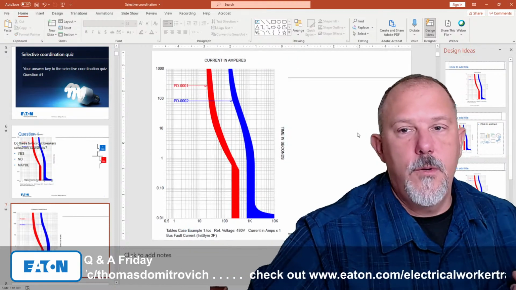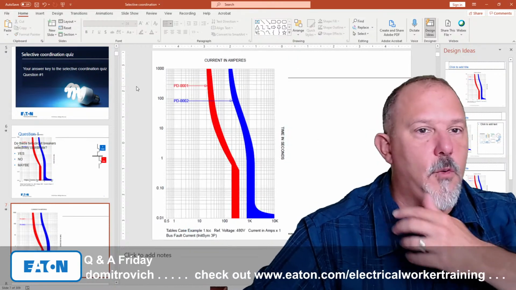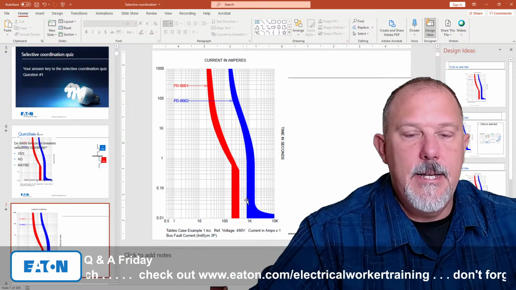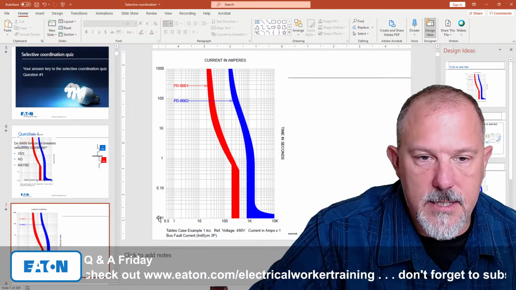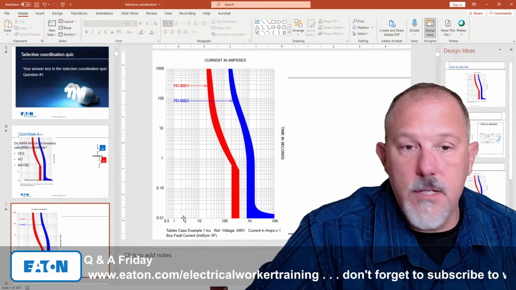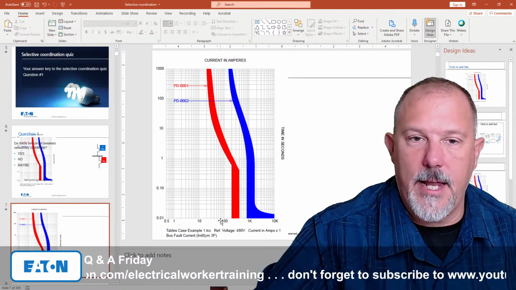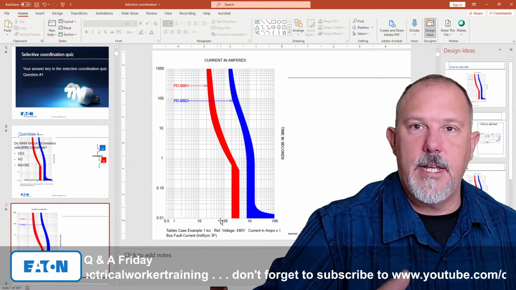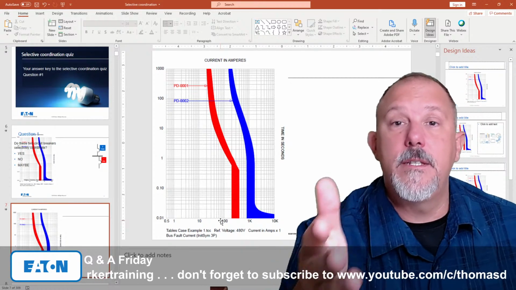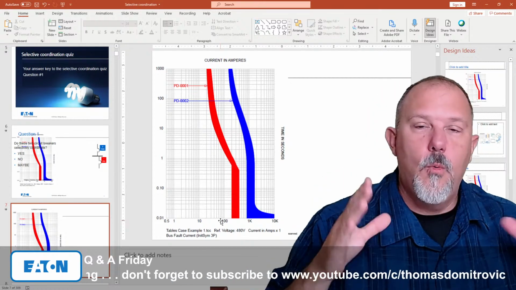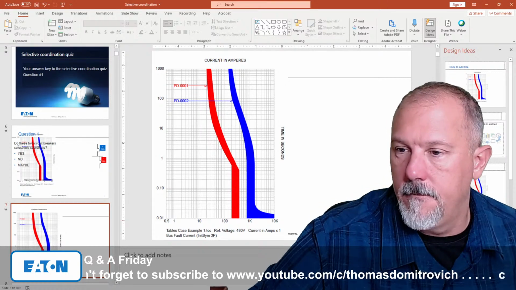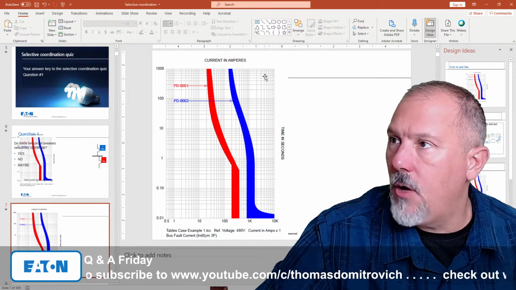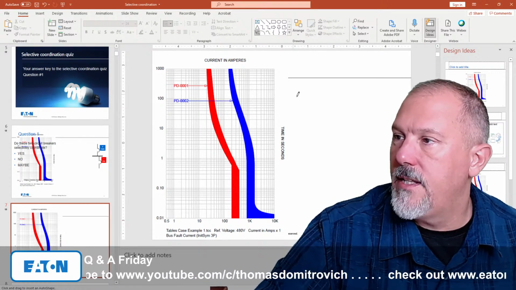Okay, so what this curve represents is you look at the time 0.01 seconds and above. So what you're looking at, if you think about it, what is one cycle of current? How would you represent one cycle of current?